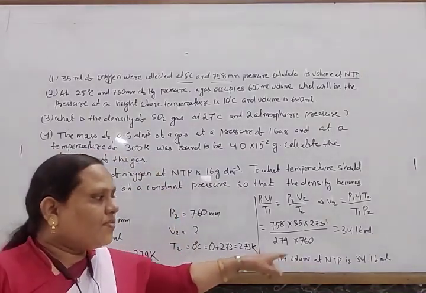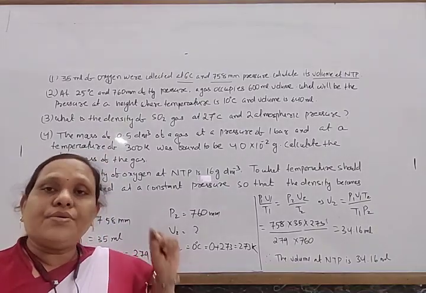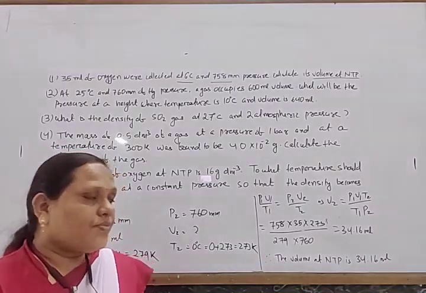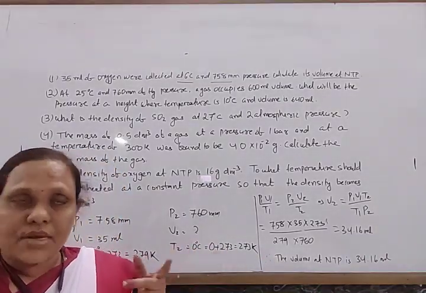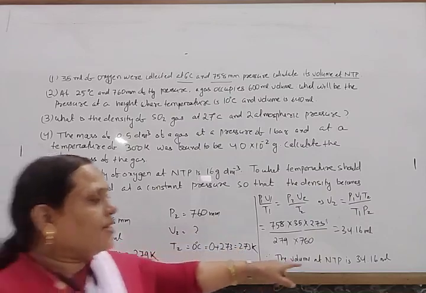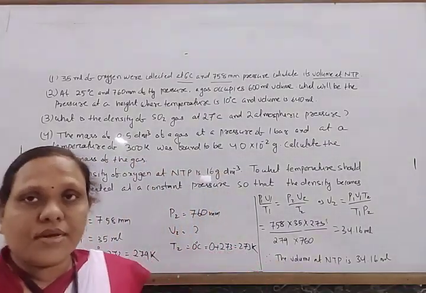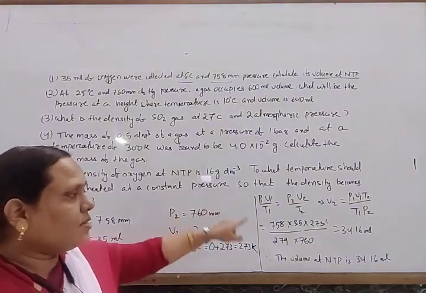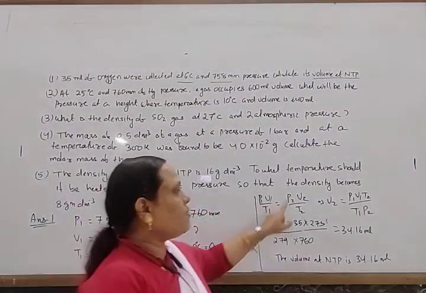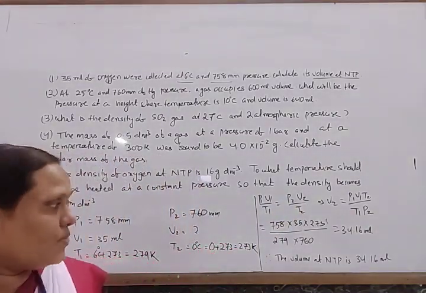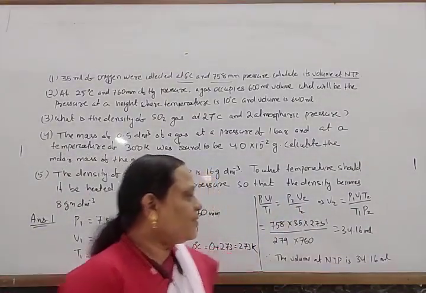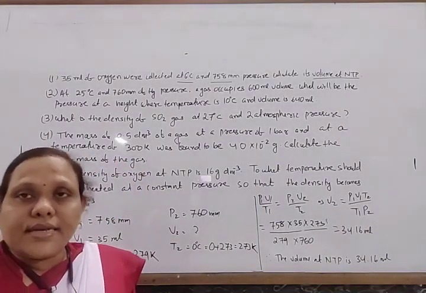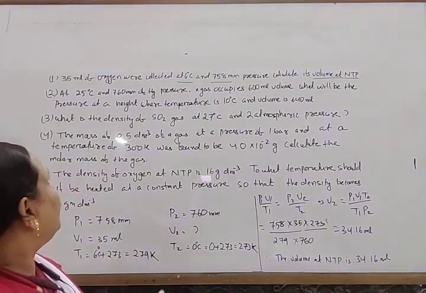This is helpful to calculate the molecular mass. If you know 34.16 ml and you know 22,400 ml of a gas, and the weight is given, then you can find out its molecular mass. No need to solve the molecular mass here. The question is only for P1 V1 by T1 equals P2 V2 by T2, so V2 is the volume at NTP. In this way you can find this.